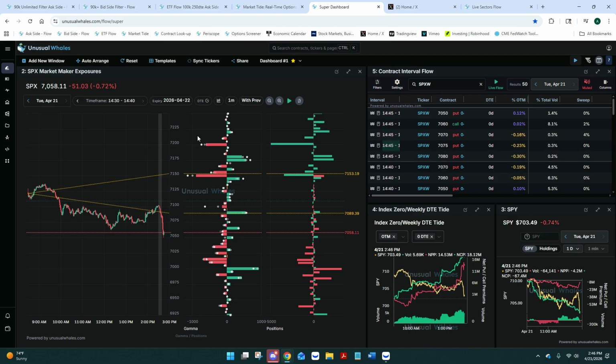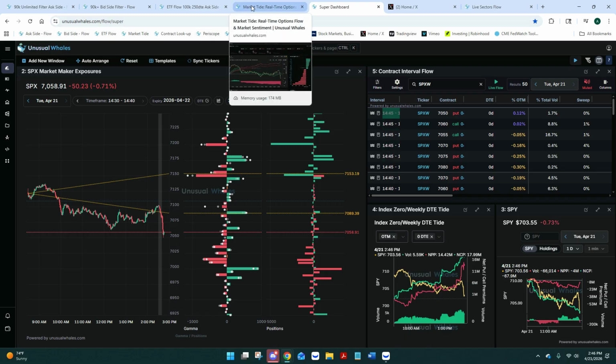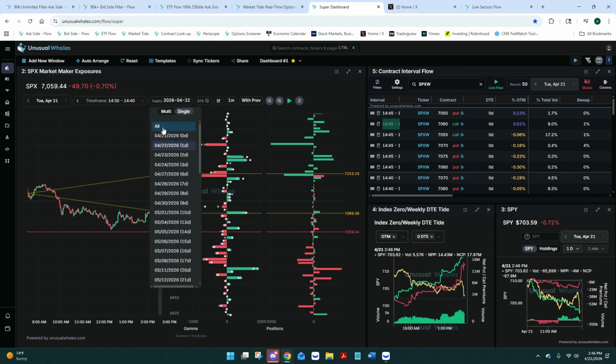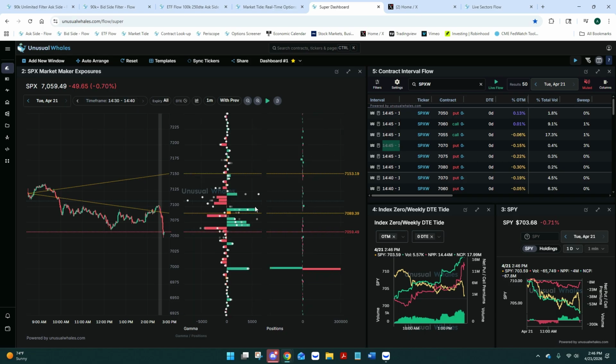I think it was Washington time that they said they were going to go by. Don't even quote them, because they're wrong half the time. And when I say half the time, like 95% of the time. Let's just look at all expirations here, and this is one thing you can do too.